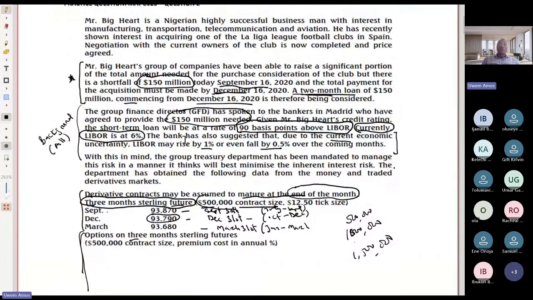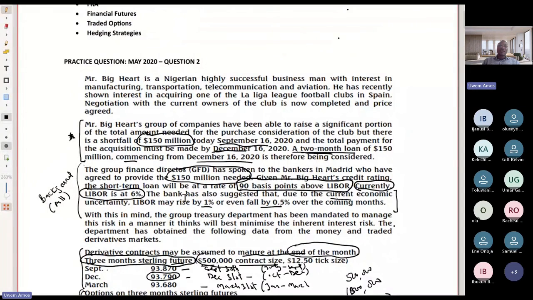Okay, so the question says that Mr. Big Heart, just a quick recap for those that missed the first class, says that Mr. Big Heart is, okay, right, you want to quickly say something? Go ahead. Yeah, I said in the first class Mr. Big Heart is a borrower. So the put option, we'll go for the put option.